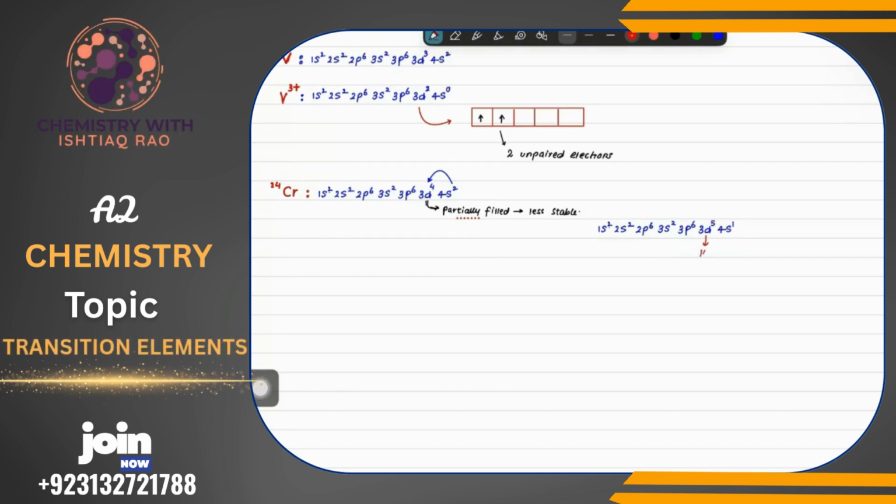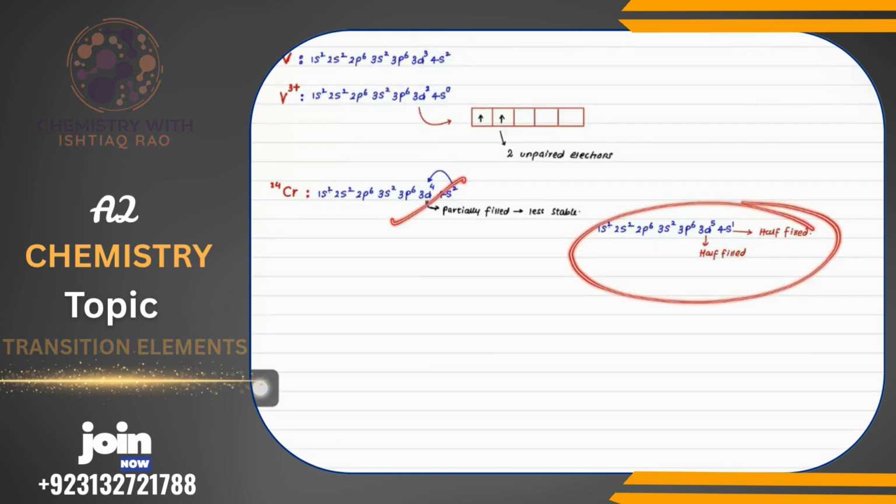It becomes half filled, which is more stable, isn't it? Also, after donating one electron, it becomes half filled, which is more stable. So when the examiner asks you to write down an electronic configuration of chromium, you are supposed to write down this configuration rather than this one. You are not even supposed to show the movement of electron from the 4s to the 3d. Okay, it's for your understanding.